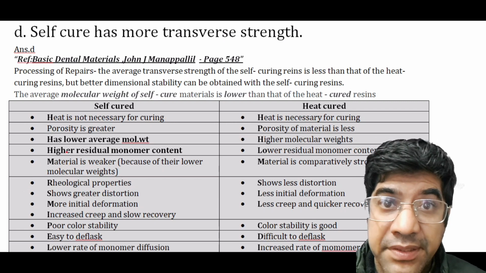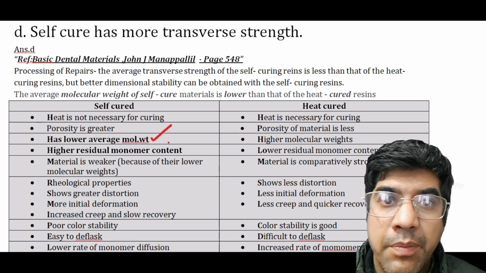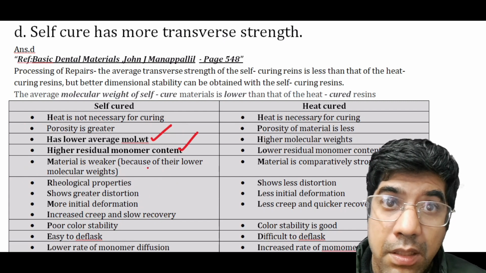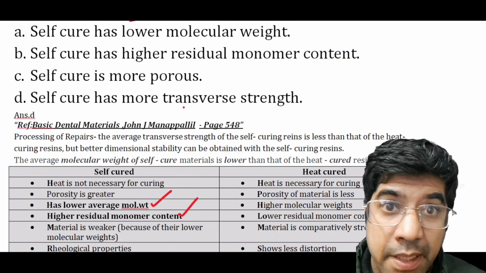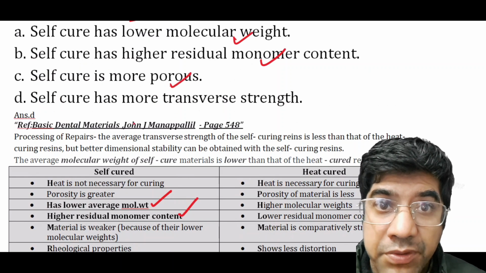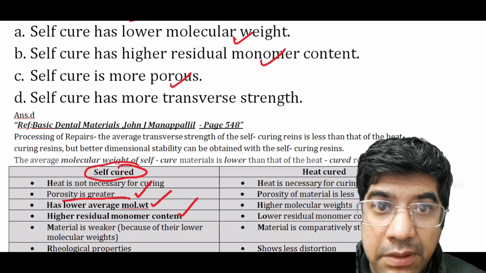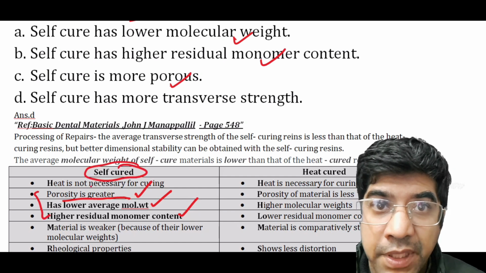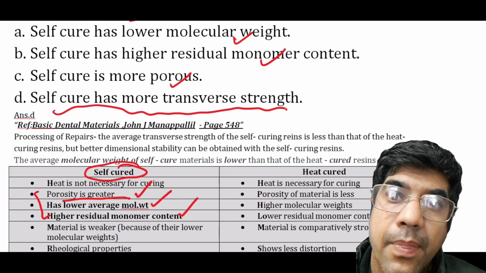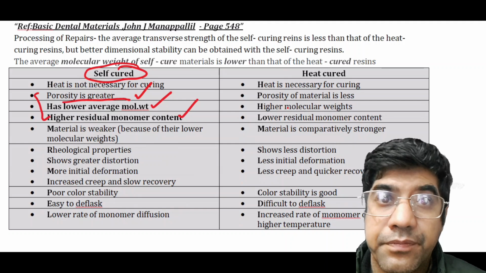So option A, the self-cure, remember, has a low average molecular weight and high residual monomer content. So option A is correct, option B is correct, option C is correct. The self-cure has a greater porosity. So the answer is option D only, the self-cure has more transverse strength. So remember this table from your entrance examination point of view.